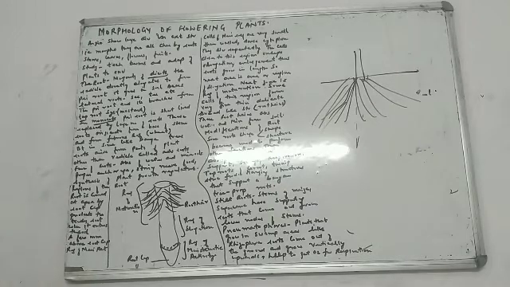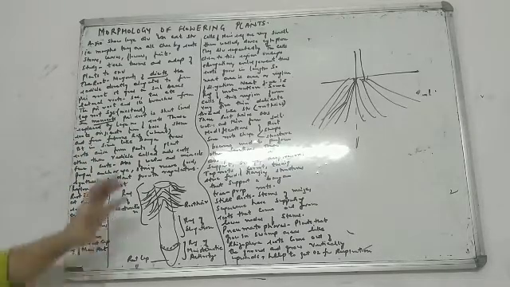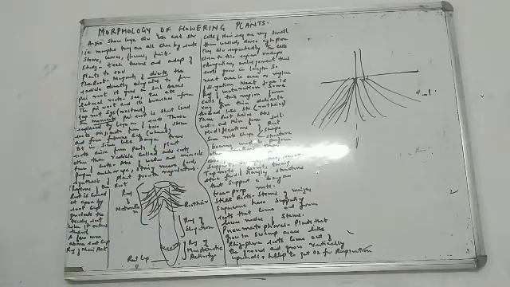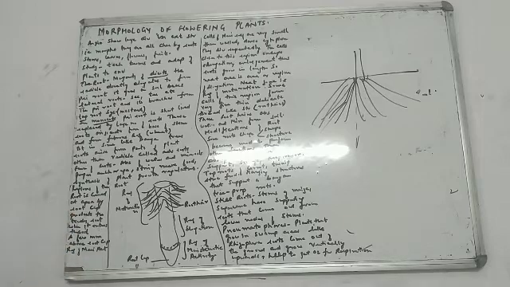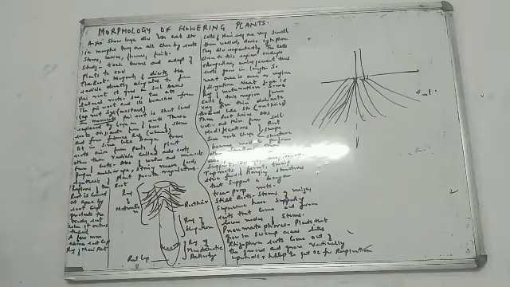In the taproot system, the main root is the primary root or the taproot. It is very thick, and from it we have secondary and tertiary roots. But in the fibrous root system, the main root or the primary root is very short-lived. It is replaced by a large number of roots which originate from the base of the stem. Such a system is what we call a fibrous root system.